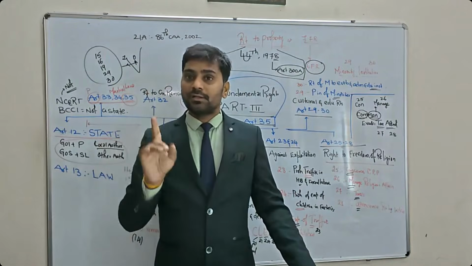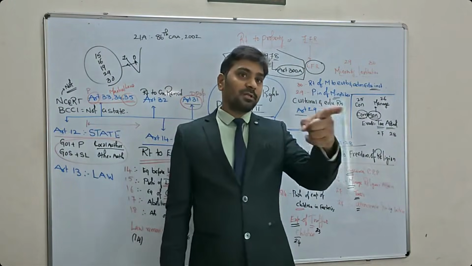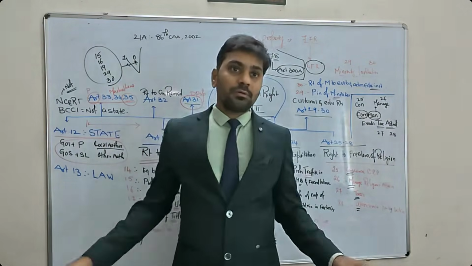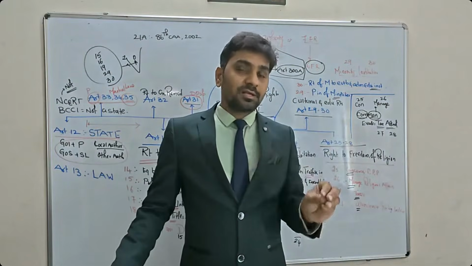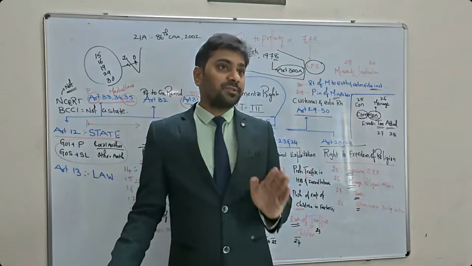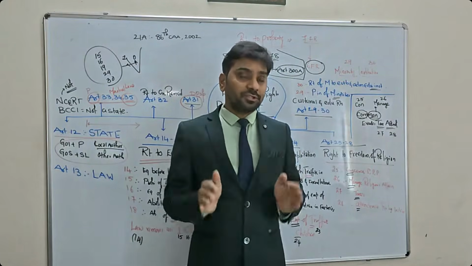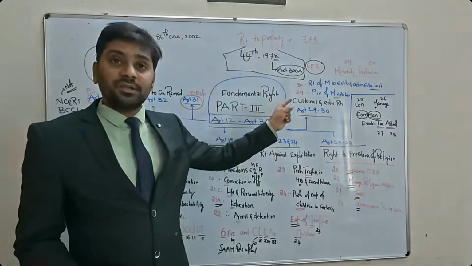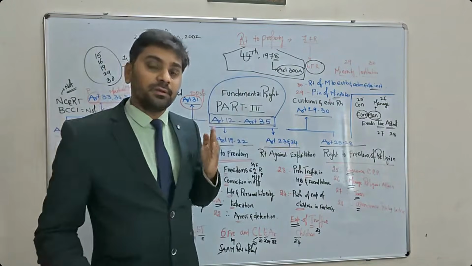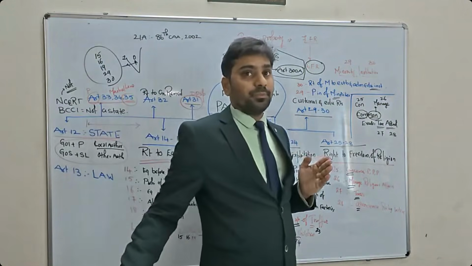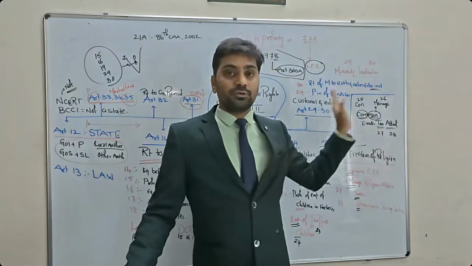Article 13 speaks about laws. Article 13 clause 1: all the laws which are made before the commencement of the constitution, laws in force at the commencement of this constitution, which are in contravention of Article 368, to that part of contravention shall be void. Shall be void. Up to where they go against this, that part is void, and the rest continue.